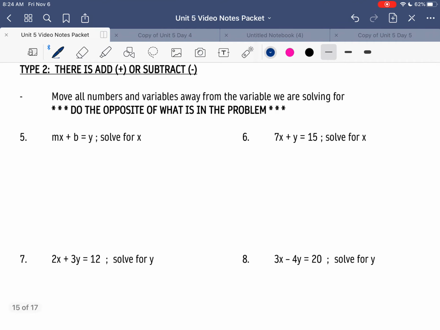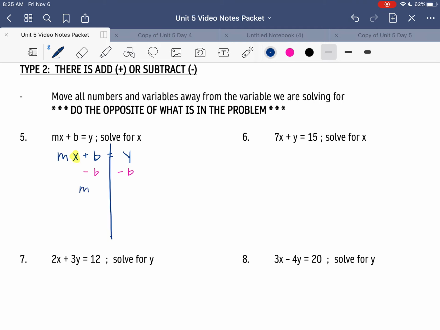And again, to get whatever by itself, we just use the same skills we would use if we're solving an equation. So if I have mx plus b equals y, that should look familiar. That's our slope-intercept equation. And we want to solve for x. If this was an equation, it's essentially a two-step equation. We would do the addition or subtraction first. We would move that. So minus b on both sides.